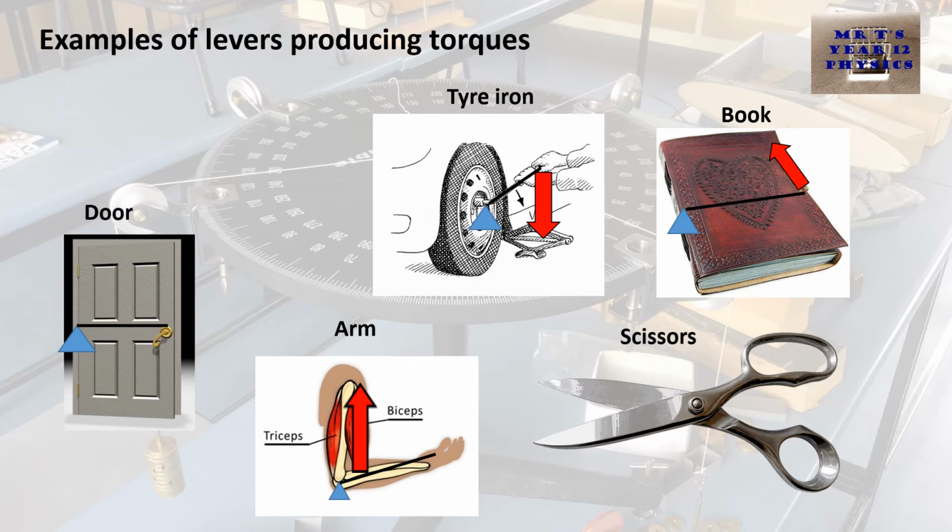Scissors. Okay, we can see here that there's our fulcrum at the turning point there. If I just think about the top handle of the scissors, we've got a force going downwards. So those are 5 lever examples.